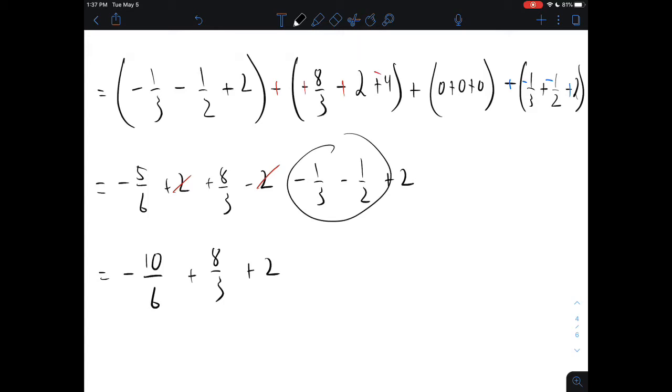-10 over 6 is the same thing as -5 over 3. Adding that to 8 over 3, that's just 3 thirds or 1 plus 2, and that's 3.